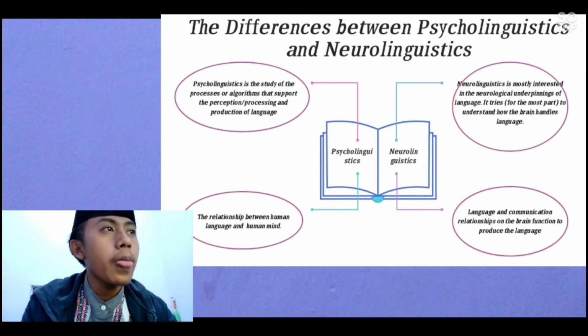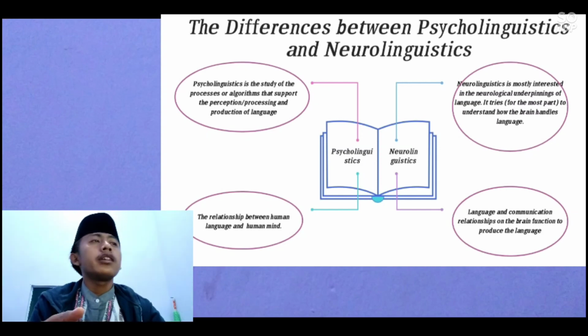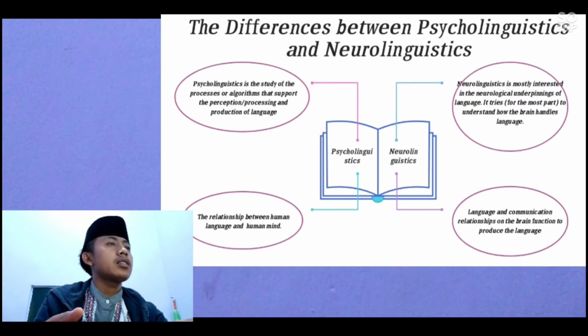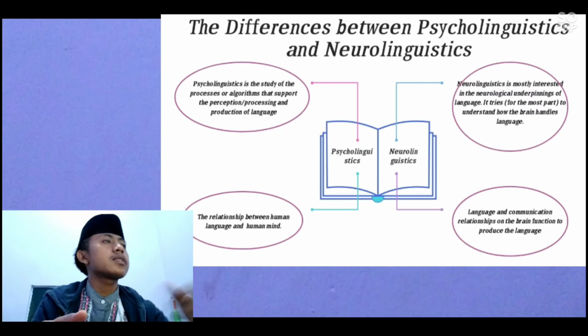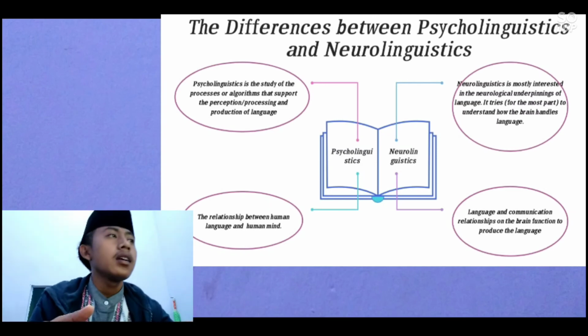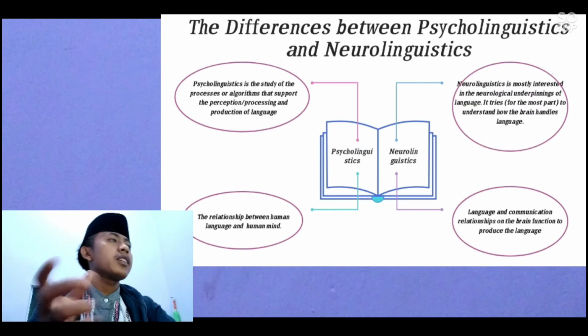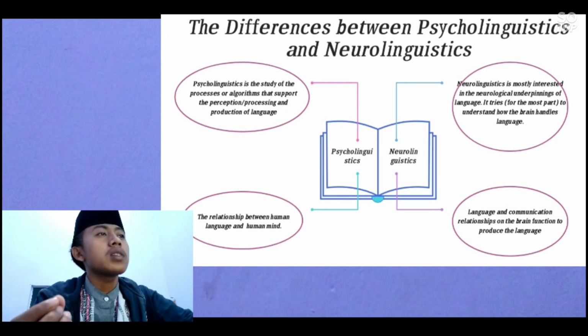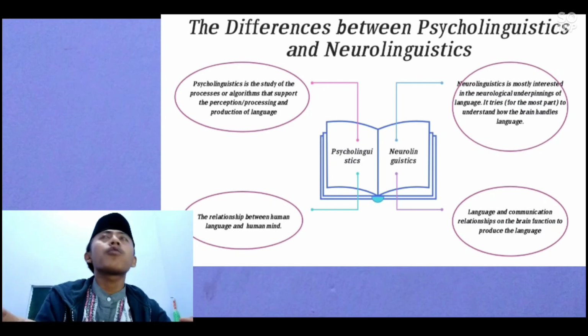Second, that's about neurolinguistics. Neurolinguistics is mostly interested in the neurological understanding of language. It tries, for the most part, to understand how the brain handles language.